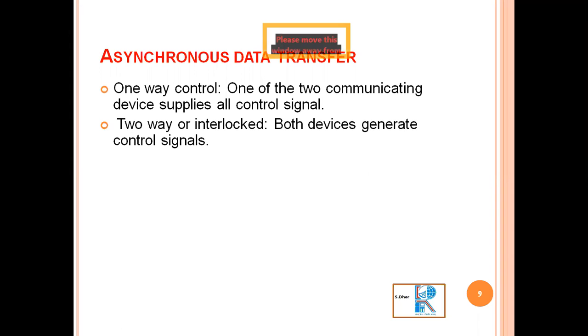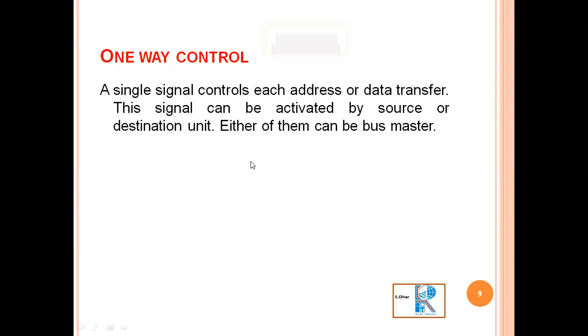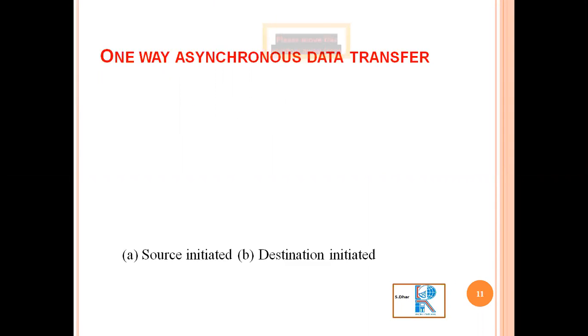So there are two types of asynchronous data transfer: one is called the one-way control and the other is called the two-way control, or interlocked. In the one-way control, the accompanying signal is generated by one of the devices, and in the two-way control, both the connected devices generate the control signal. It will be clear from here. So this is a one-way control.